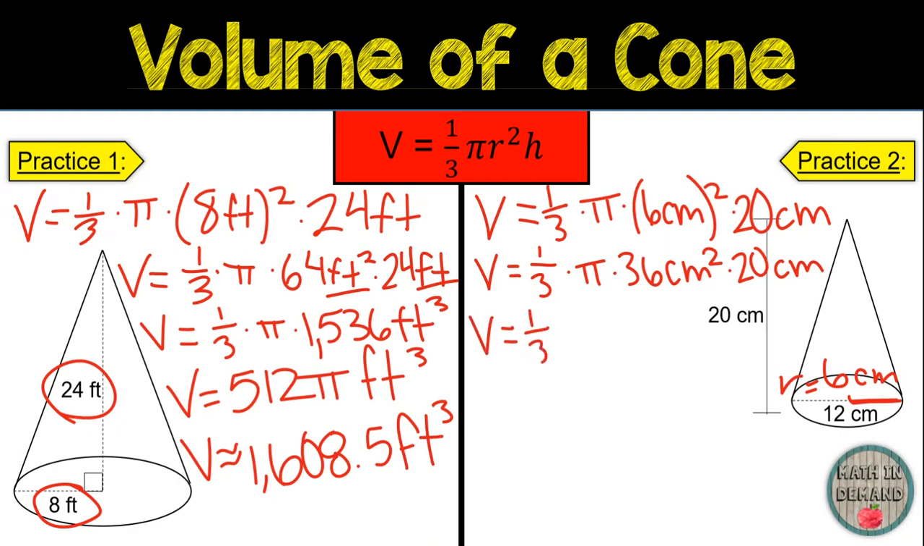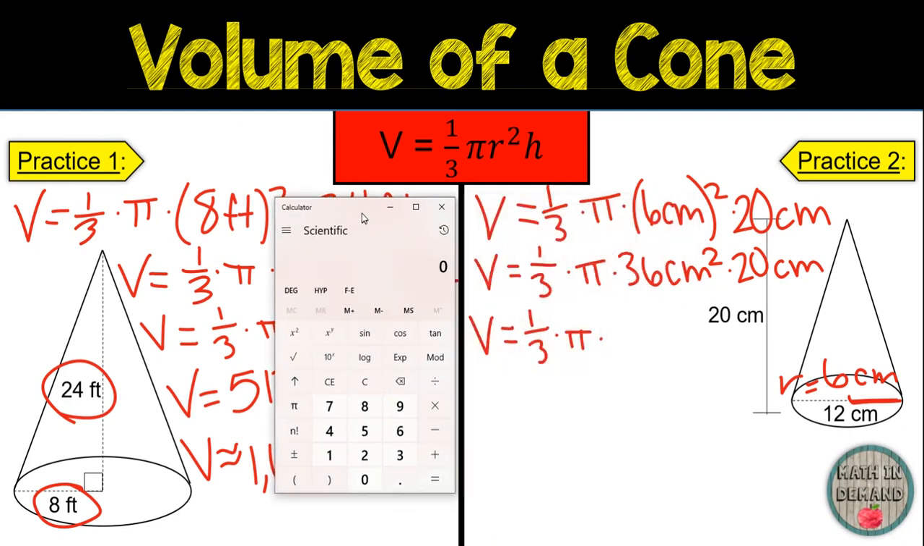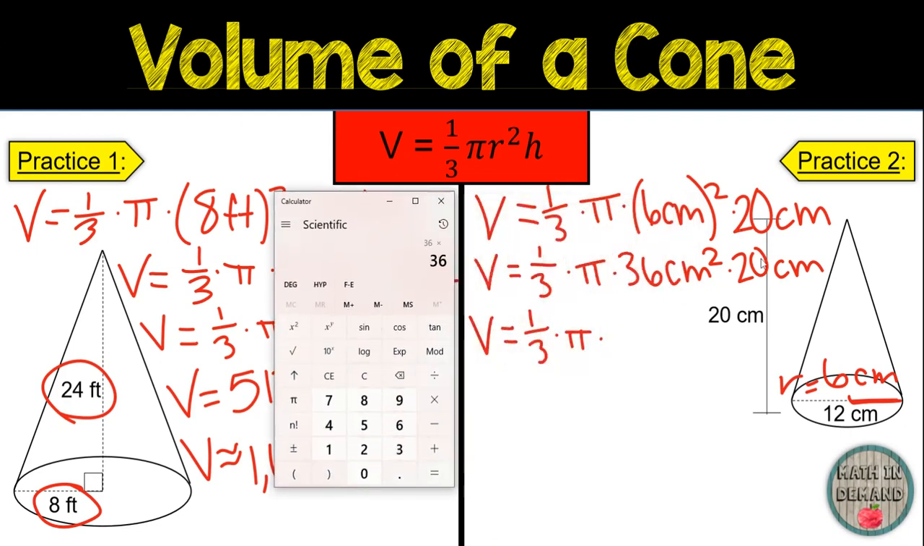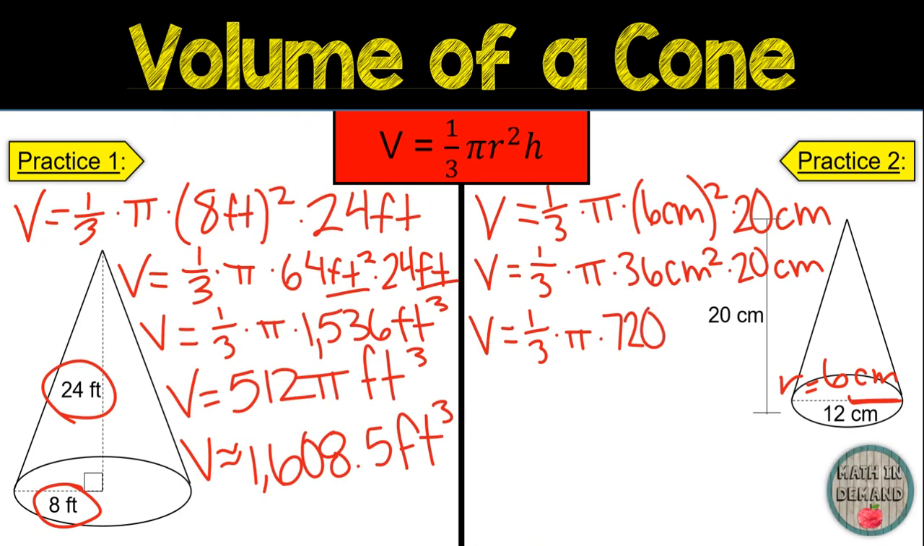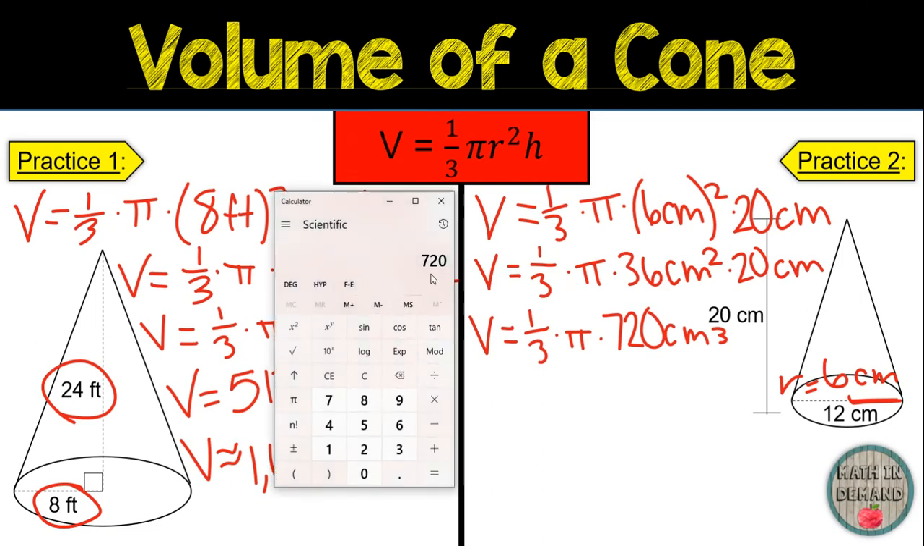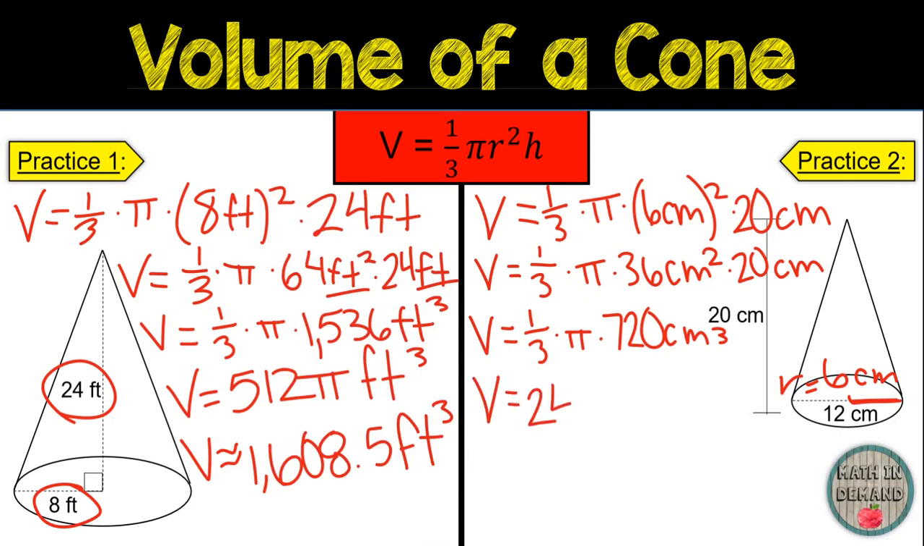Bring down 1/3 times pi times, I'm going to use my calculator. I'm going to do 36 times 20. I get 720. Can't forget my units, centimeters cubed. Okay, I'm going to go ahead and multiply 720 times 1 and then divide by 3, just like you saw I did earlier. So 720 times 1 I know is 720. I'm going to divide it by the denominator and I get 240. So I'm going to put volume equals 240. Bring down pi and bring down the centimeters cubed, so cubic centimeters.